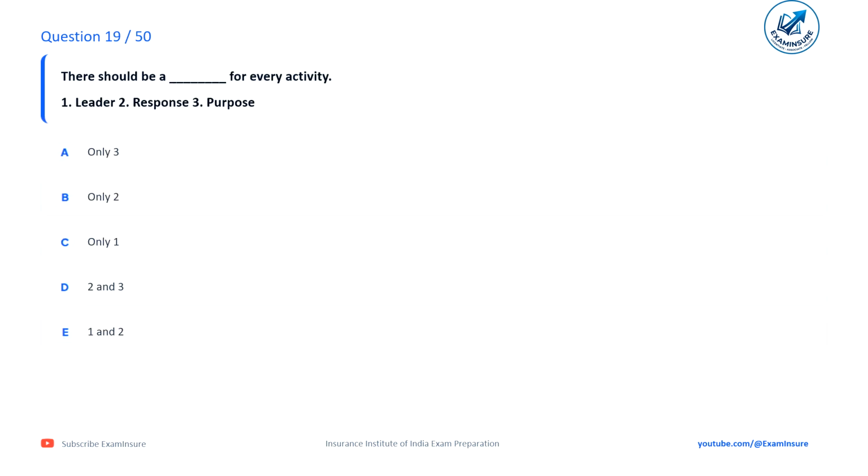The main resources in an organization are money, power, its people, raw material or goodwill. So a correct answer is for any organization the main resources will be its people. There should be a which of the following for every activity? There should be a leader or a response or a purpose for every activity. So there should always be a purpose for every activity.